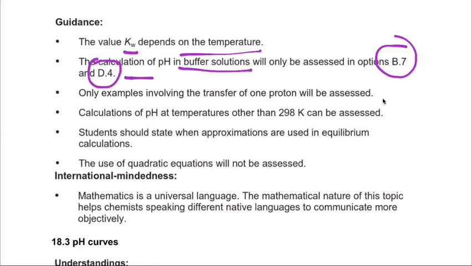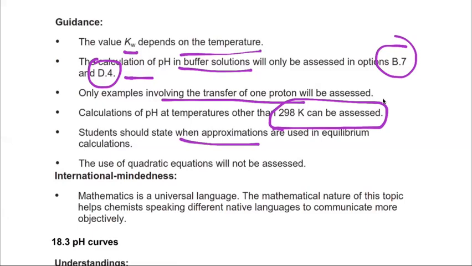And then it says you're only going to have to involve doing one proton being transferred. You're not going to have to do anything that would give away two protons. You can do something at other temperatures, but like I said, it doesn't happen that often. I've rarely seen it happen. And then you should talk about when we use approximations, because when we get down to the ICE boxes later, we're going to make some assumptions and some approximations on some of the numbers, and we're going to talk about that. This one's a really big one.